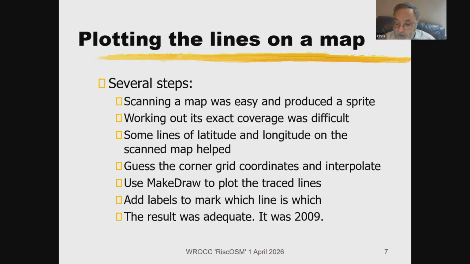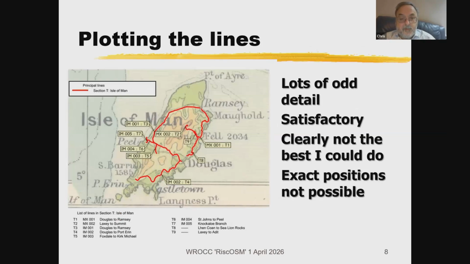It was 2009, so I'm still 5 years away from RiscOSM, but it produced something like that. There's lots of odd detail that I didn't really want because it was on the scan map that I'd used as background. The lines didn't line up precisely, not so much because I wasn't tracing them accurately. I certainly was, but if you look at the railway lines on the map, they've been drawn freehand. They're not actually in the place that they actually were. So whatever I plotted onto the map would never quite follow the lines on the map because they weren't in the right place.